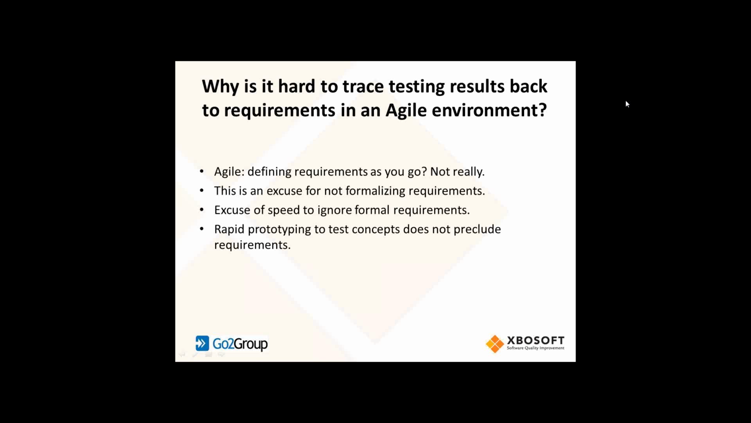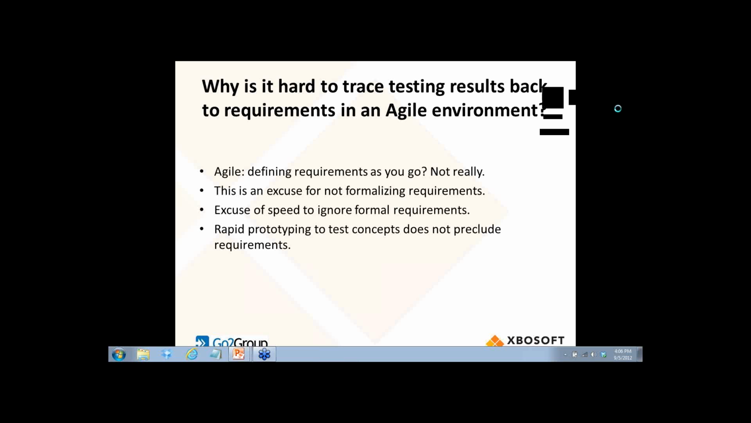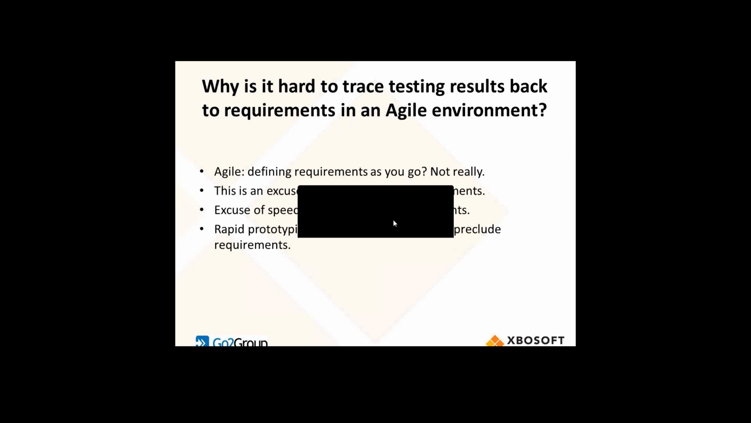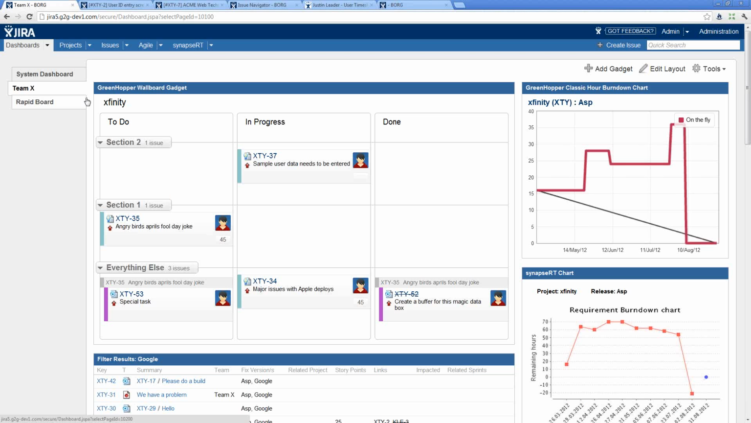Just because you're doing things in a very rapid development environment does not mean that you can get by without defining requirements. Defining the requirements is still critical. Agile environment is not a good excuse for not formalizing requirements. It does not slow down the process if you do it properly. So, rapid prototyping to test concepts does not preclude having requirements.